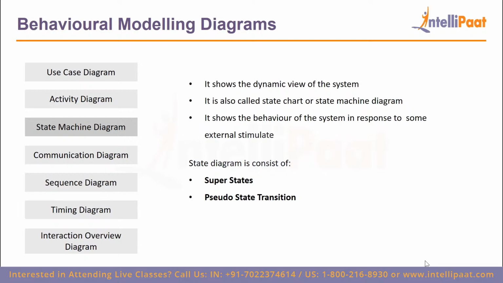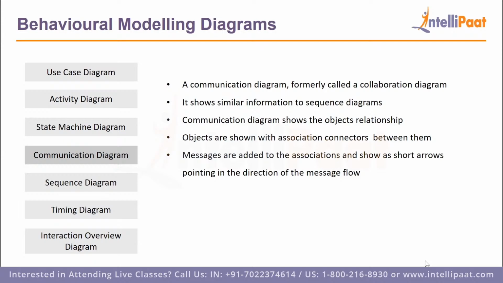So it shows the dynamic view of the system. It is also called a state chart or state machine diagram, and it shows the behavior of the system in response to some external stimuli. So the state diagram consists of super states and pseudo state transitions. Then comes the communication diagrams.